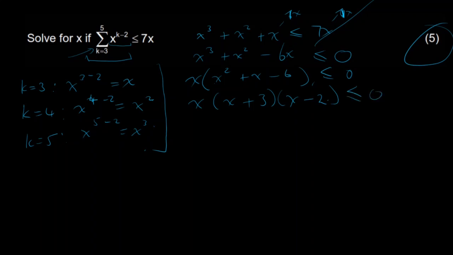0. So when we have more than 2 terms, for our critical values, we still have 0 from that first factor, x being equal to negative 3, and then x being equal to 2. But for this one, a tabling method is going to be a bit more appropriate.